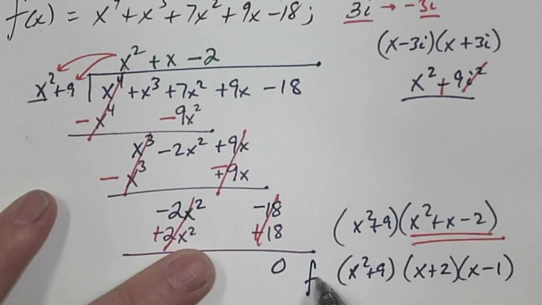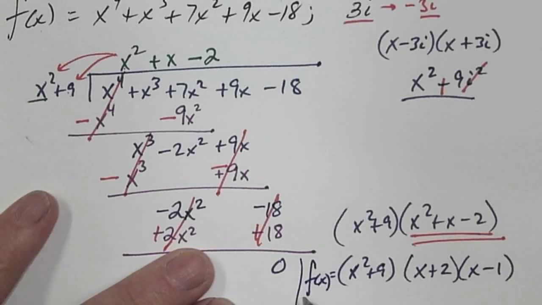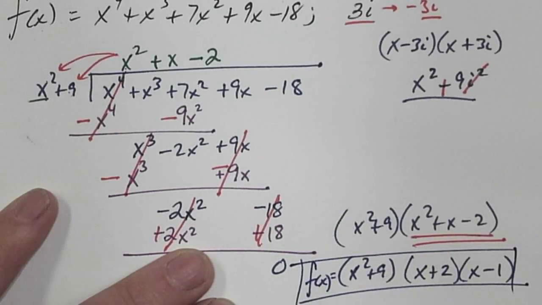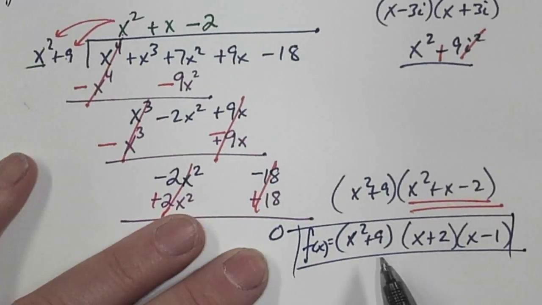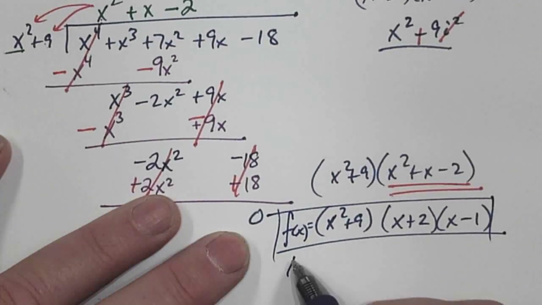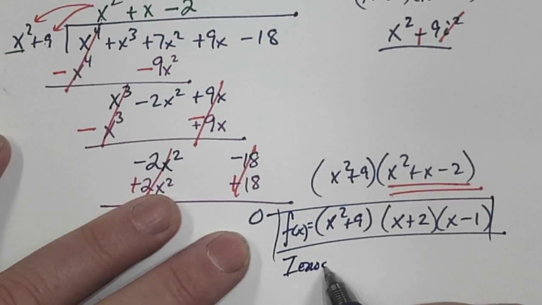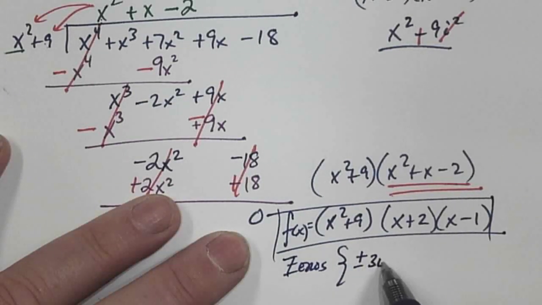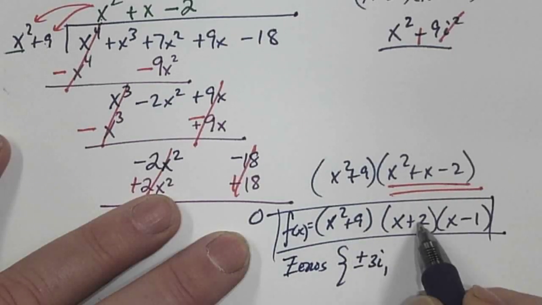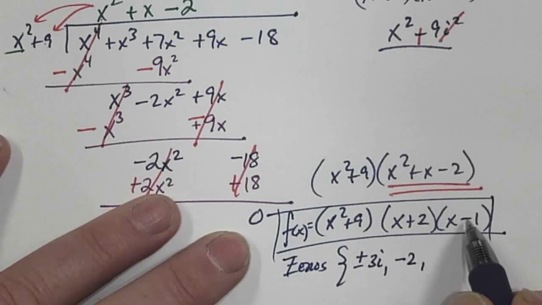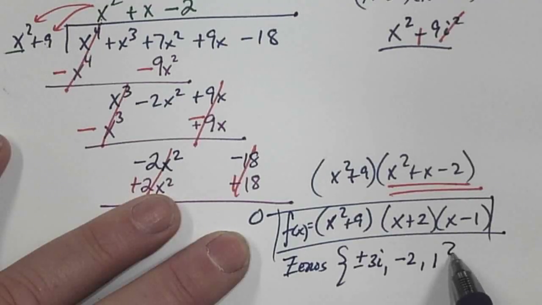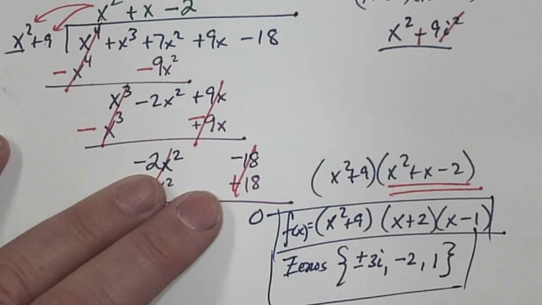And so this is my equation right here. I don't want to write it with the i, so I've got to have this. And then my roots, my zeros, they're going to be this one here with the plus or minus 3i. This one here will be a negative 2, and this one here will be a positive 1. And there's my roots.